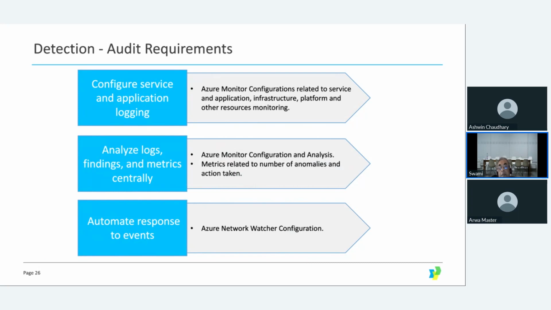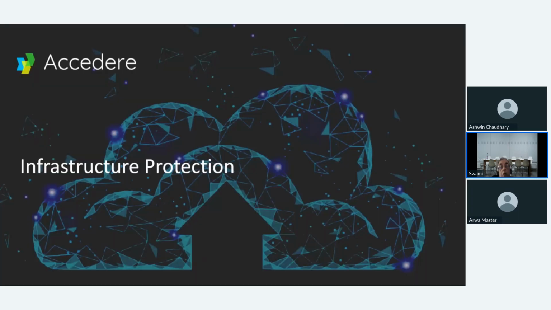Now coming back to the automatic response to events, Azure Network Watcher configuration is also being looked at, and what are all the configurations that have been set will be evaluated, and then we will be looking at how you are using this facility. This is from the detection perspective. Now, the third and important aspect is going to be your infrastructure protection. When we talk about infrastructure protection, it has three components.